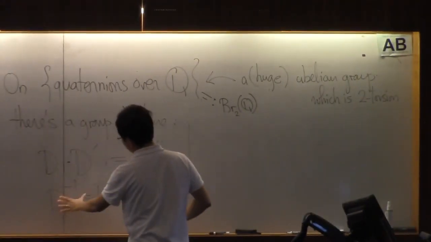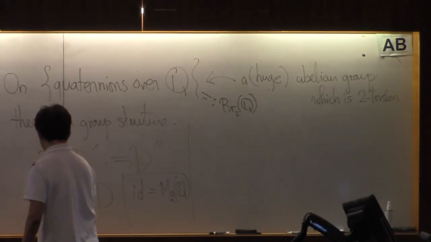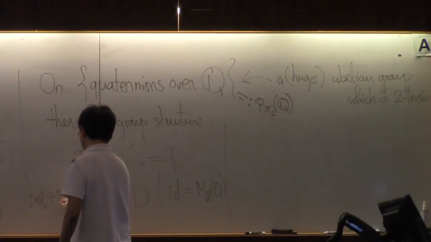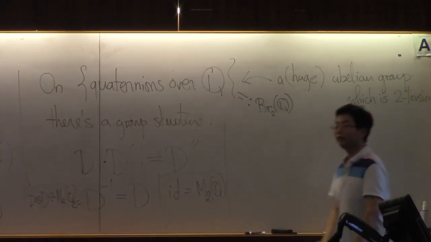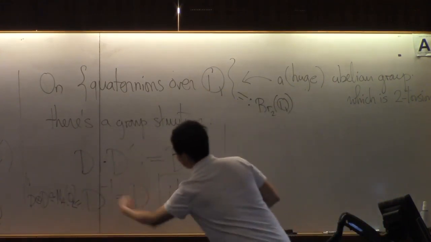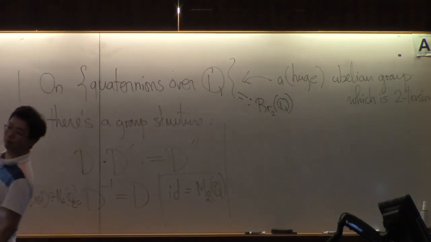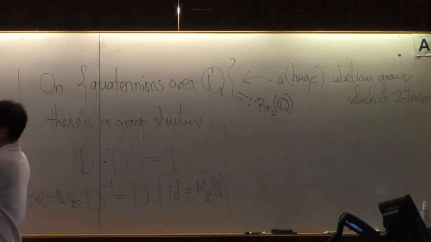And maybe I'll also say this one tells you that D tensor D is a 4x4 matrix with coefficients in Q. That's what it means. Because with the tensor, you're going to get M2 of the identity element, which is the matrix. So you get a 4x4 matrix.